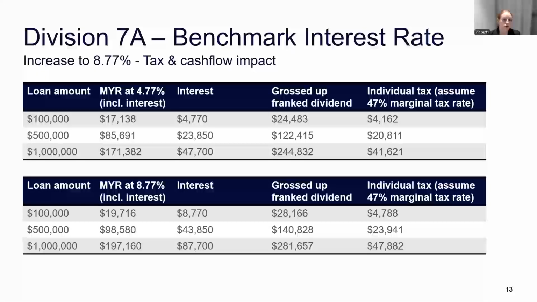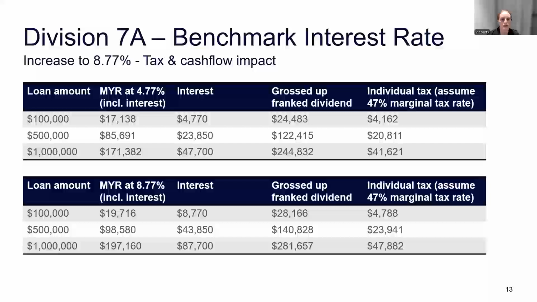And then I've just got there the grossed up franked dividend. So if you're meeting the repayment by way of a dividend, that dividend is going to be taxable to the shareholder of the company. So that dividend for a $1 million loan is going to have gone up about $36,000. And the tax difference there is about $6,000 if that's being taxed in an individual's tax return at their 47% marginal rate.